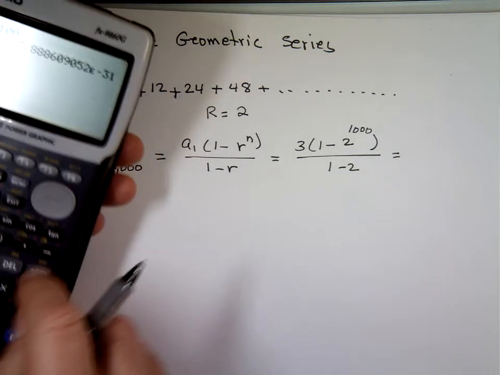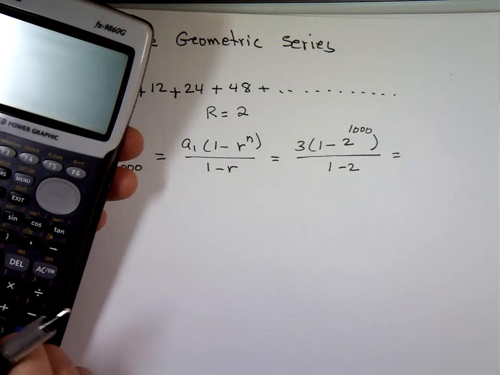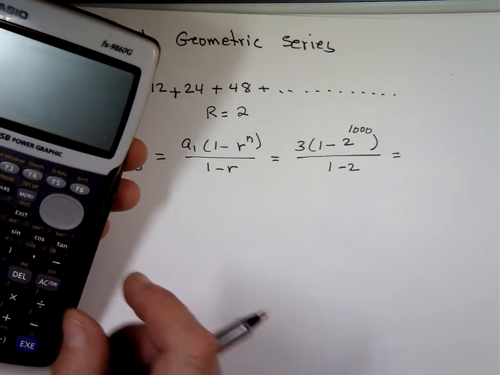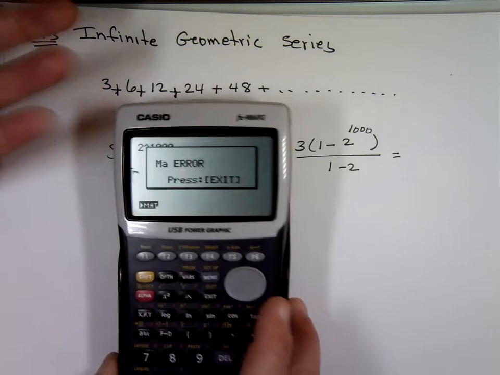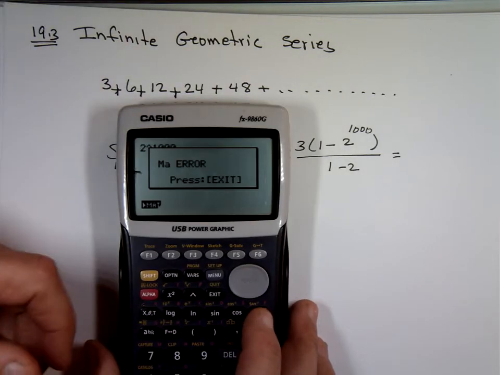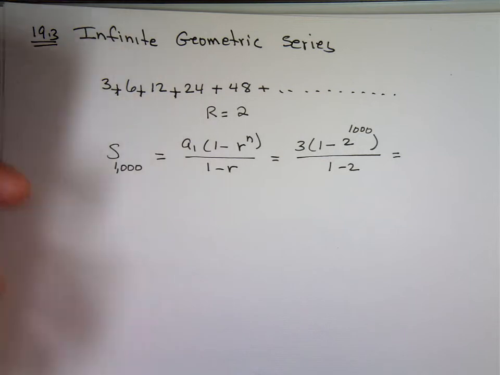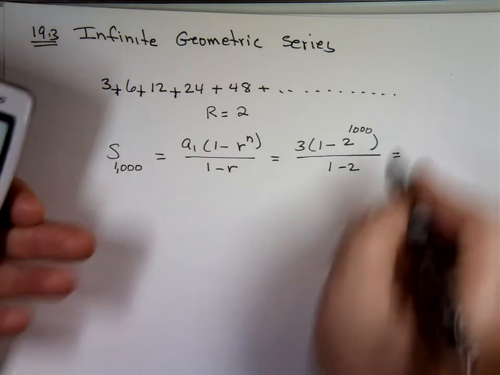That number is going to be a huge number. Your calculator will not be able to do it. Can your calculator do that, 2 to the power of 1,000? No. Couldn't do it. Too big. It does not have a sum. It goes to infinity.